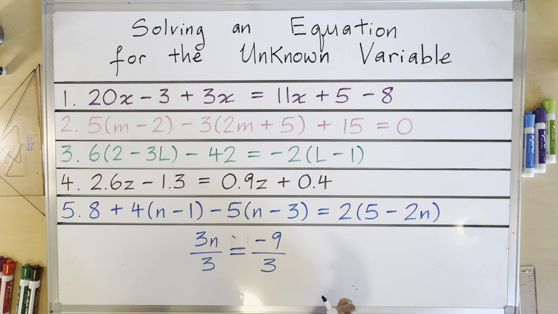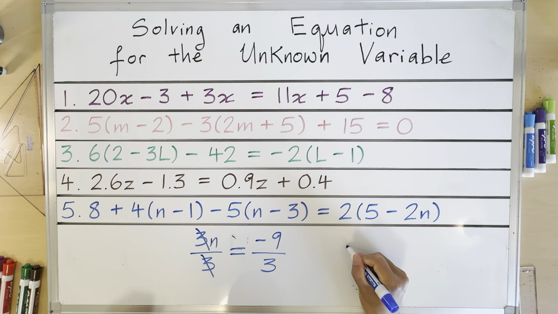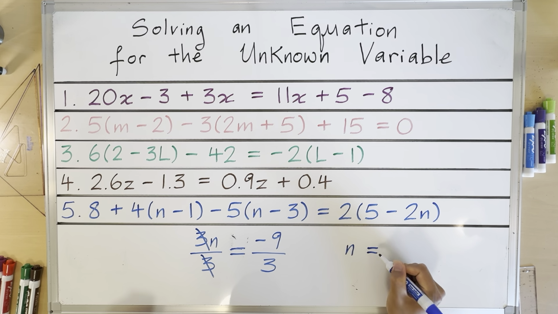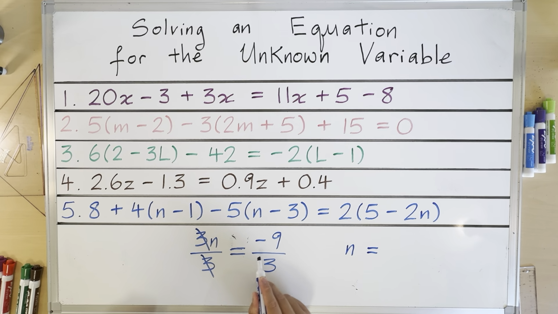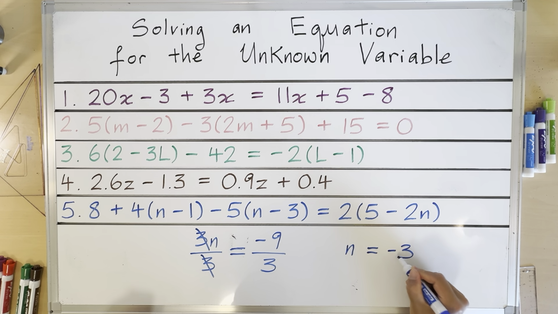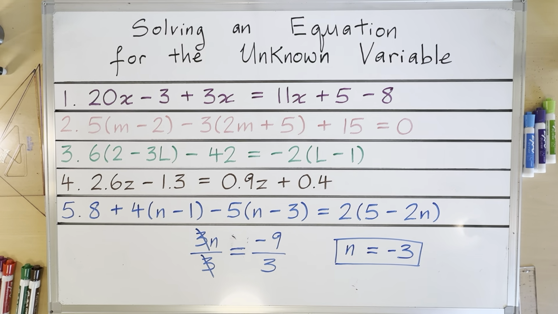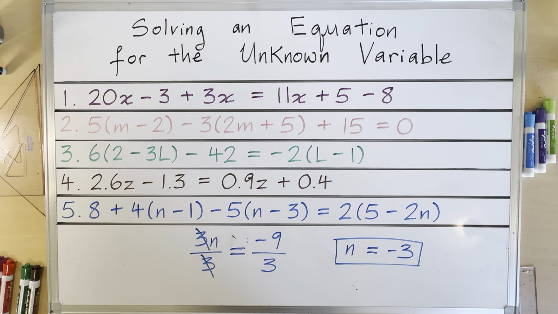Now, at this point, the 3 and the 3 cancel each other out, and we are left with n being equal to negative 9 divided by positive 3, and negative 9 divided by positive 3 gives us negative 3. And so therefore, for problem number 5, the unknown variable letter n is equal to negative 3. And this is how to solve an equation for the unknown variable.